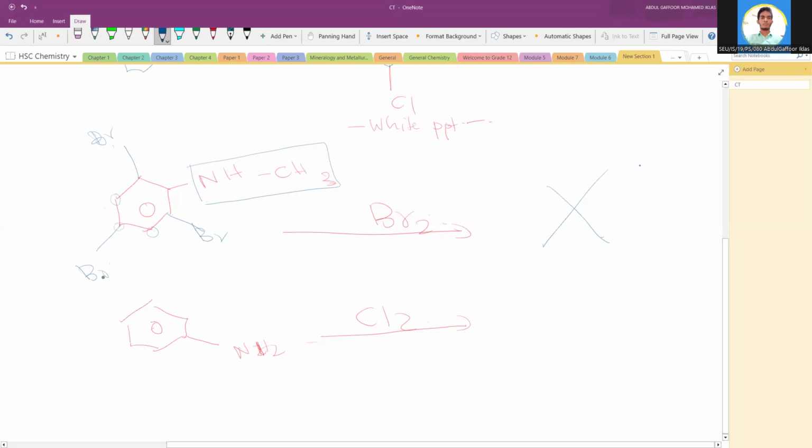Here we have to put Br, that's all. And here again the same thing, right? So here we have benzene, and here NH2 is the functional group. So if you put Cl on either side of it, here Cl, and here Cl, all these will be a white color precipitate.